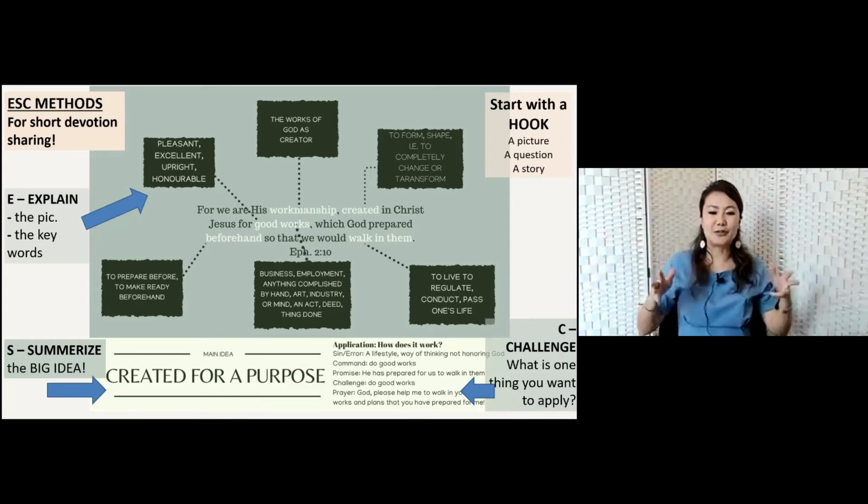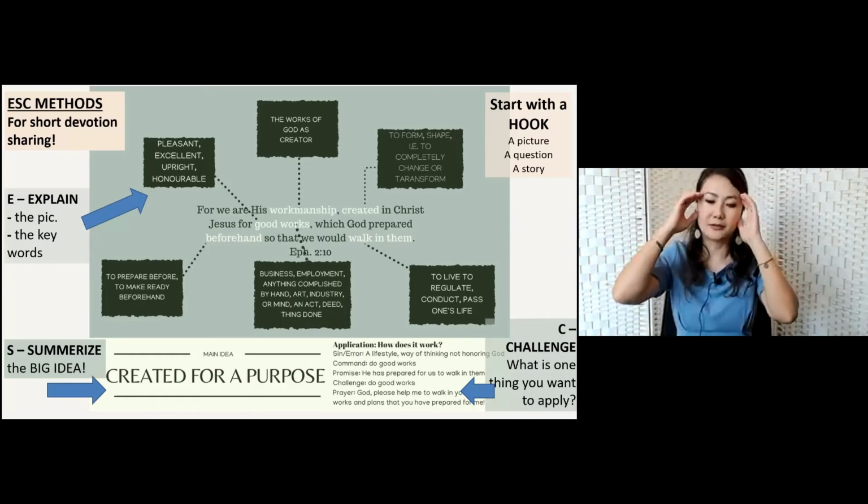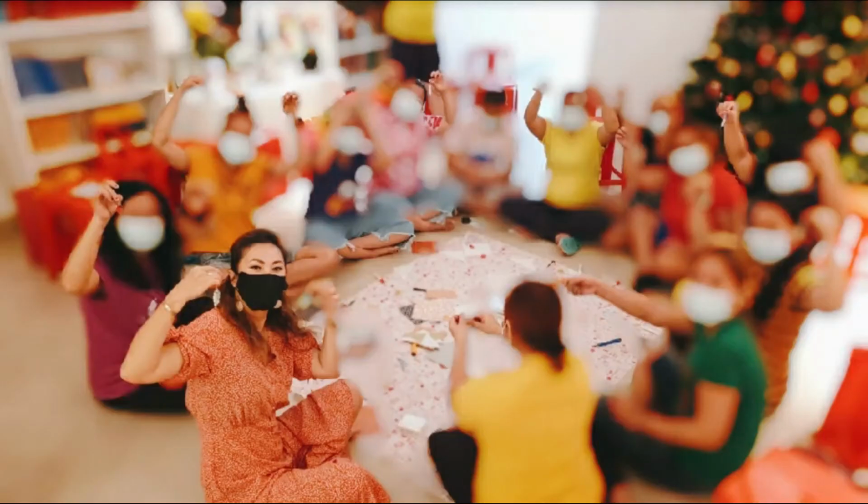Okay, so I'm going to do a quick demonstration for you so you know exactly what I'm talking about, because you're probably thinking, oh, I don't know what you're talking about. In the next few minutes, I'm going to demonstrate how it looks in real life. All right, are you ready? Yes. All right, thumbs up.